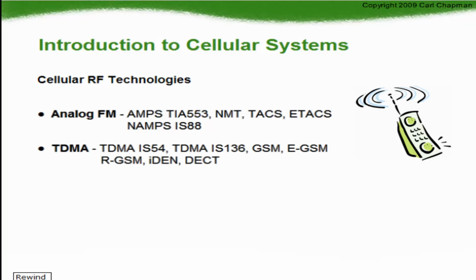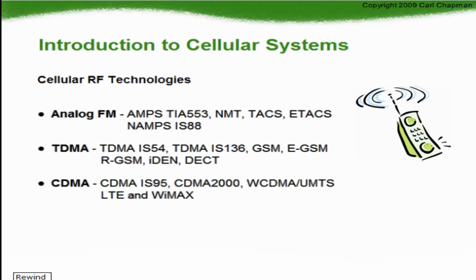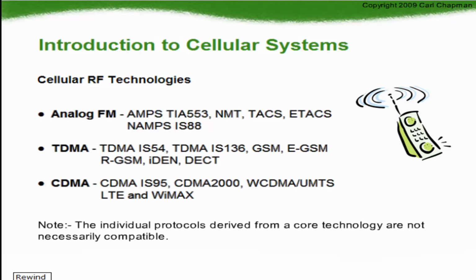TDMA is a digital technology used in IS-54, IS-136, GSM, iDEN and DECT systems. CDMA is a digital technology used in IS-95, CDMA 2000, WCDMA or UMTS, and LTE or WiMAX systems. The individual protocols derived from a core technology are not necessarily compatible. For example, a GSM phone will not work on an IS-54 system.